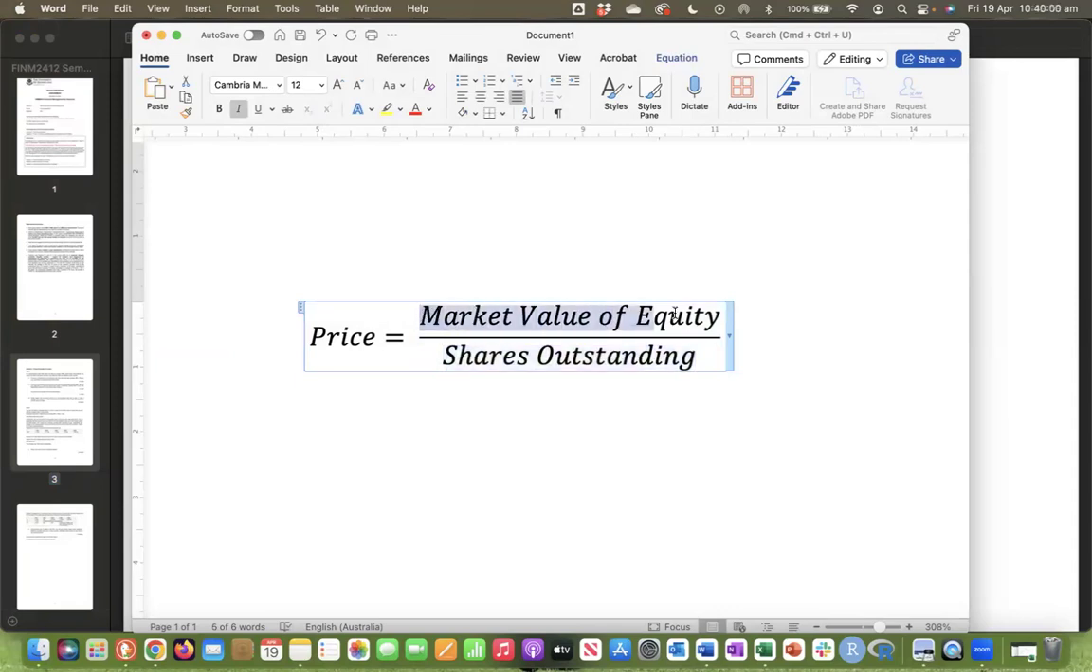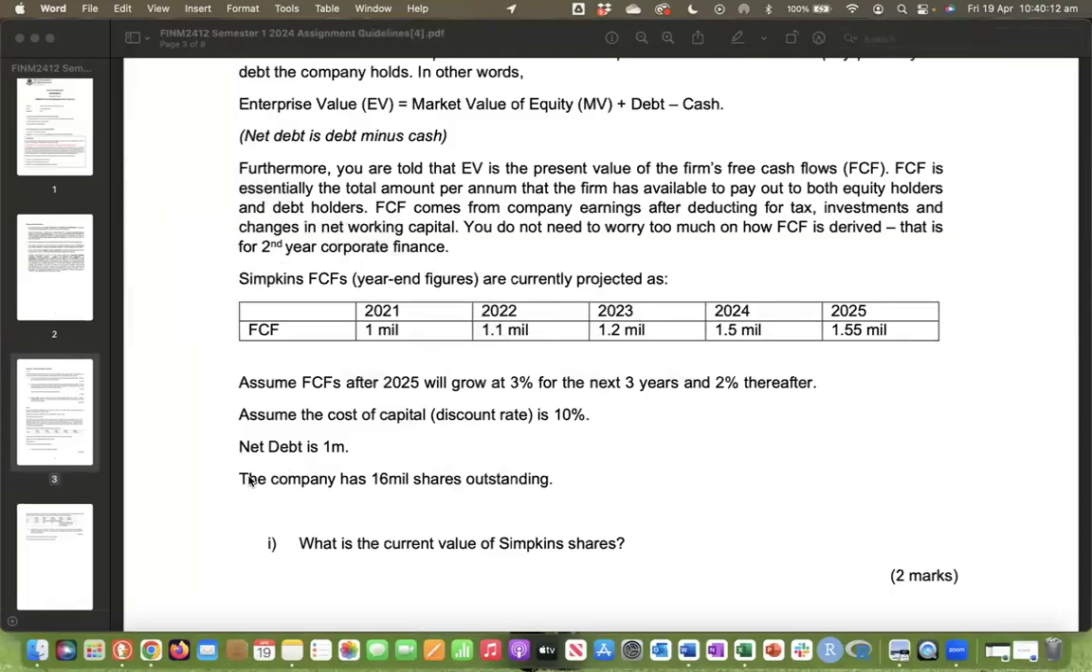So the key here is going to be calculating our market value of equity, whereby we will then be able to answer part 1, which will be this value. So from that, we can see the company has 6 million shares outstanding. So we are provided with our denominator. So all we need to do for part 1 is find out what the market value of equity is.